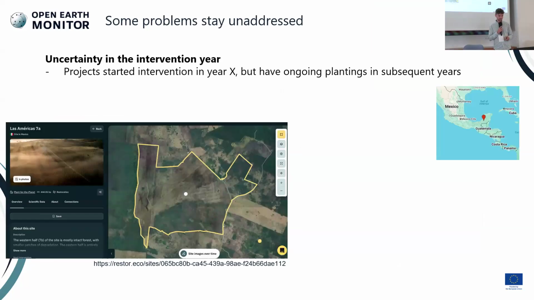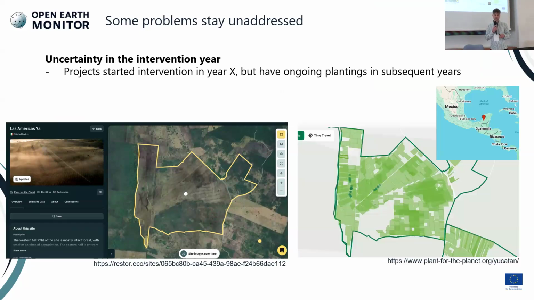So this is what we are left with. One other problem that we couldn't really address is when you look at some of these uploaded projects, you have one here in Campeche, Mexico. They give you an intervention year for the whole project, sort of.